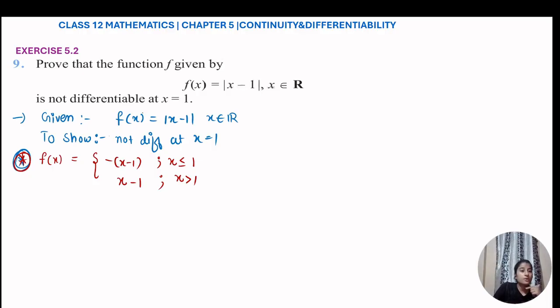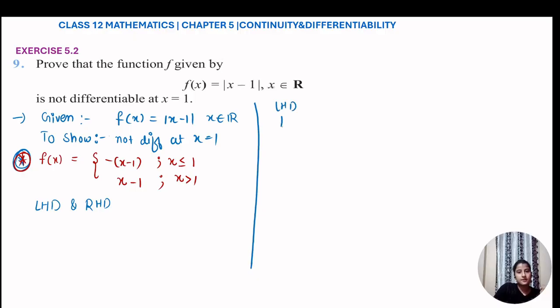We have to check the differentiability of the function. For differentiability, first we find our left hand derivative, then we find our right hand derivative. If they both exist and both are equal, then we say the function is differentiable. So let's do what I have told you. First of all, we find our left hand derivative.